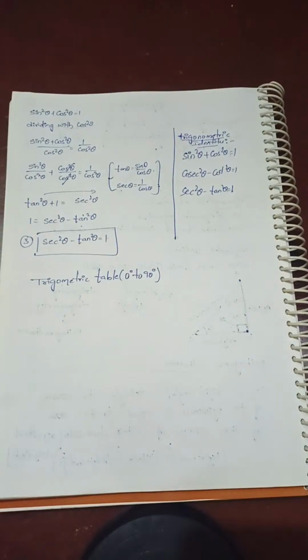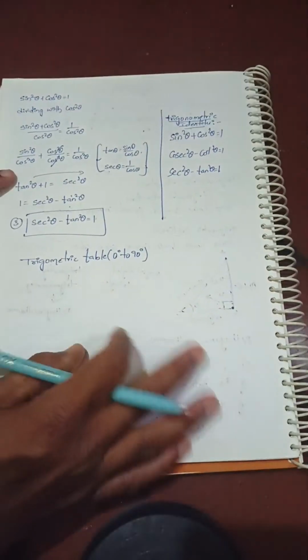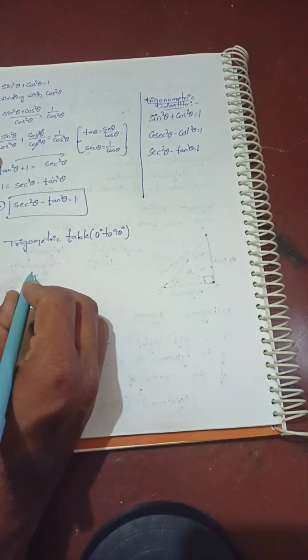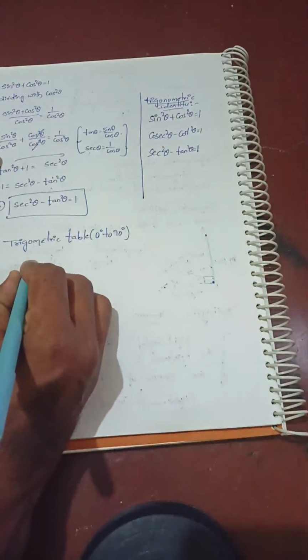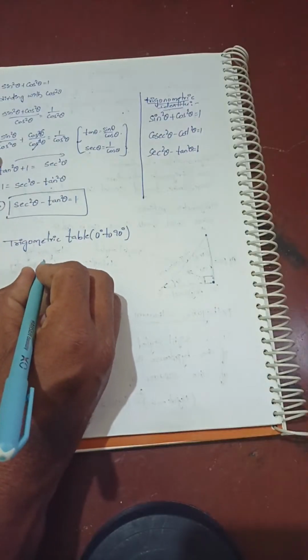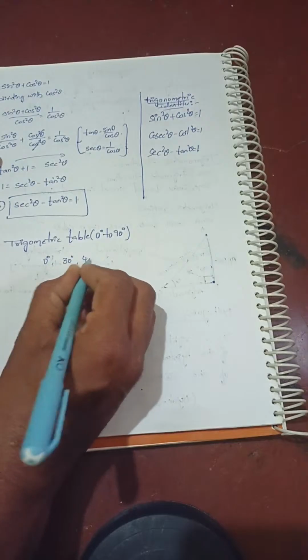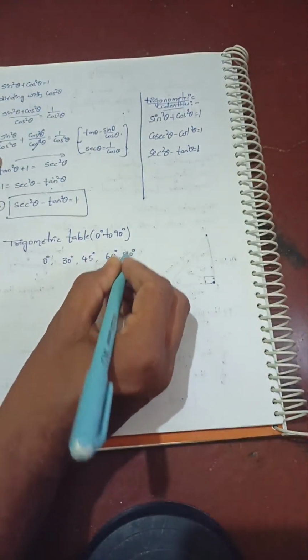So let's continue our class. Let's draw the trigonometric table. It is very easy to draw. Before drawing the table, let me write the numbers. What are the degrees we are going to take? 0 degrees, 30 degrees, 45 degrees, 60 degrees and 90 degrees.